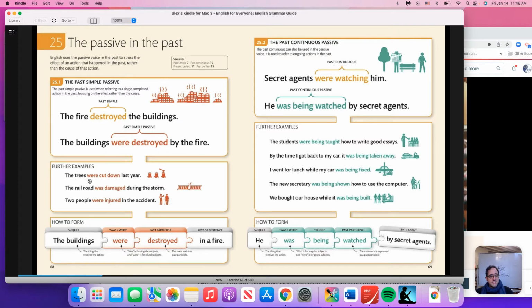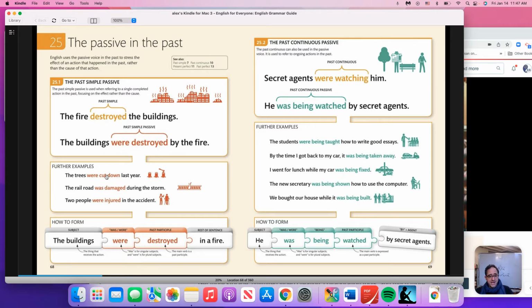Further examples. The trees were cut down last year. Why do they use were here and was here? So look at these. The trees were cut down last year. The railroad was damaged. Why are we using was or were here? The only reason is plural or singular. That's it. Trees is plural, so we use were. Railroad is singular, so we use was. And it's that easy. Okay?